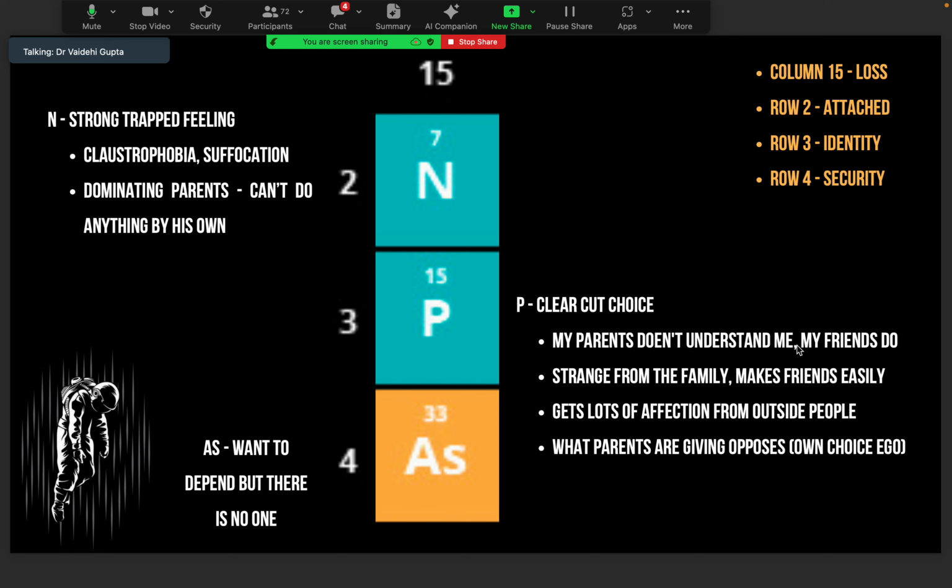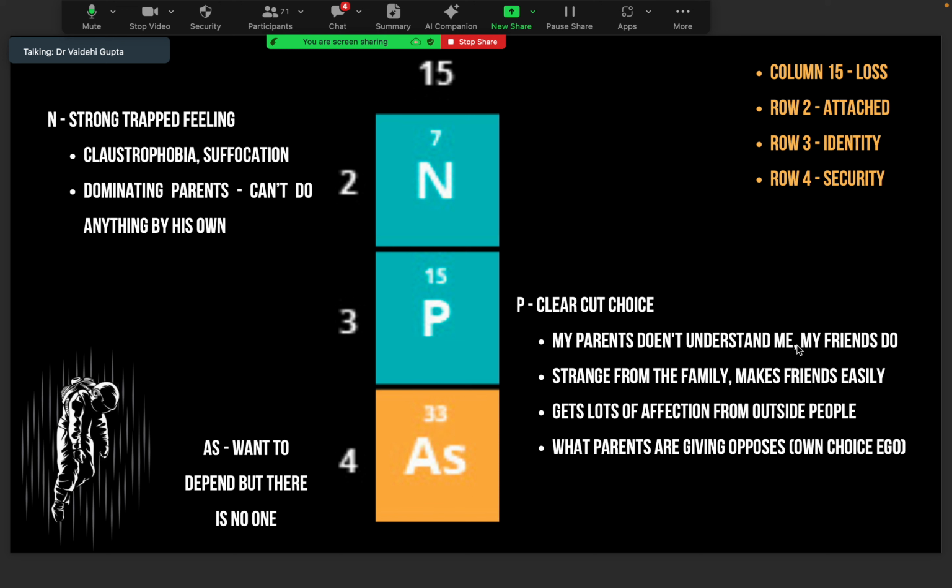What parents are giving, it opposes. So there is own choice ego. Like when parents say that you should be a doctor, he will say no, I will be anything, but I won't be a doctor. So he will just oppose such things. That's why there is own choice ego. I'll do things of my own choice.